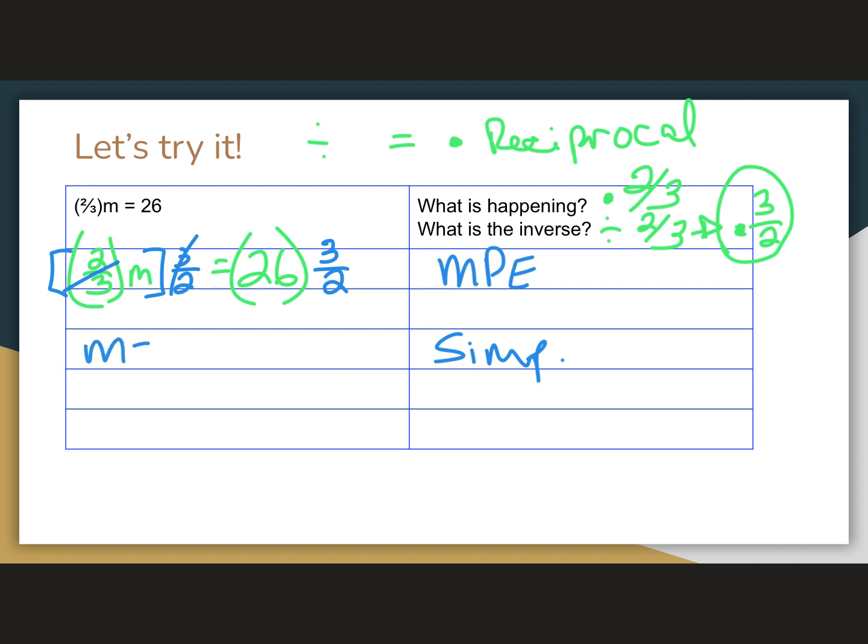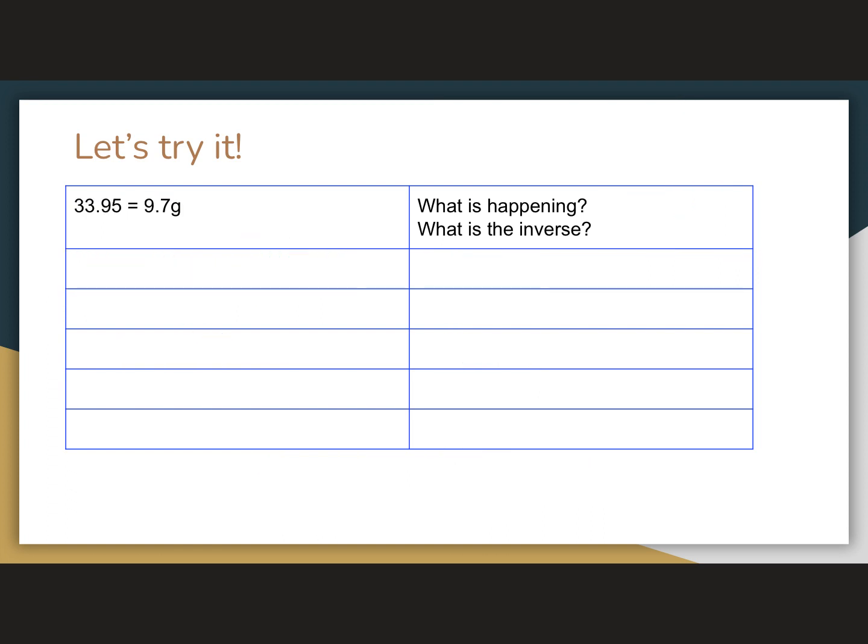equals. So to do 26 times 3 over 2, put 26 over 1, and then we're going to multiply straight across. 26 times 3 is 78 over 2. 78 divided by 2 is simply going to give me 39. So M equals 39. Okay, one last problem.